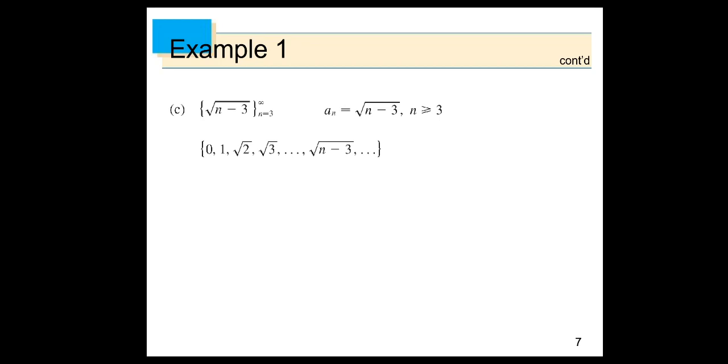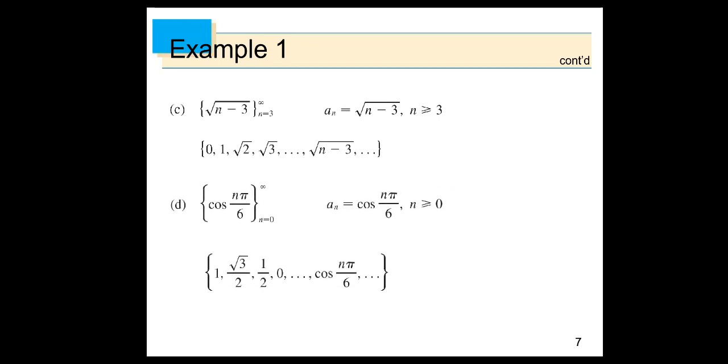So what do we do? We just plug in 3 instead of n over here and we find the answer 0. Then we plug in 4 and find the answer 1, and then square root of 2, square root of 3, and up to the square root of n minus 3, and so on. This is how we plug in the values and simply find the sequences.